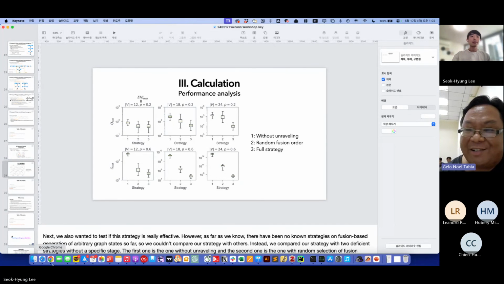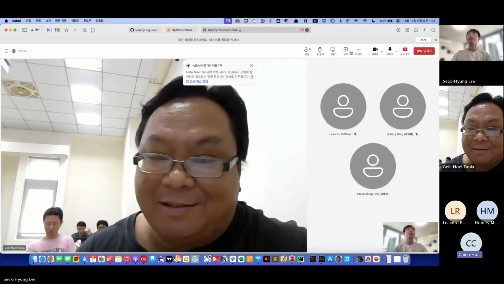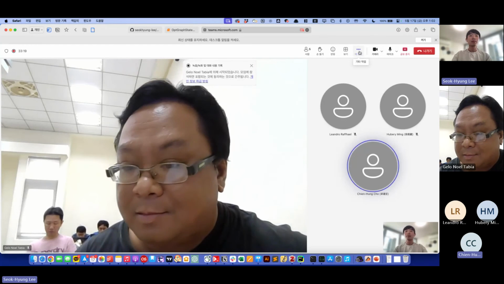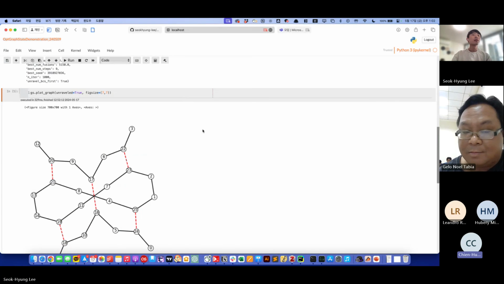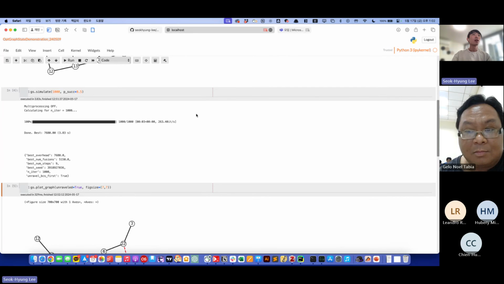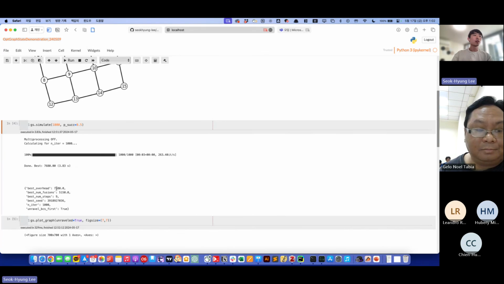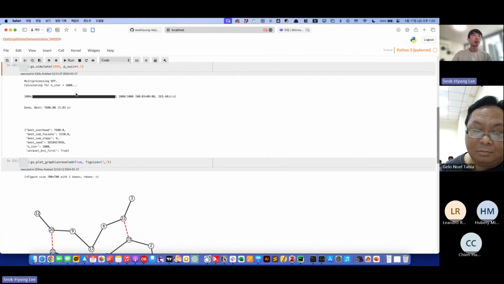Okay, maybe one more question. Yes, I have a question. In your demonstration, you show the best overhead of generating this kind of state. Could I ask what this specific value means? This 7,680. Simply speaking, it is the average number of Bell resource states required to generate this one. So to generate this 3x3 lattice graph state, we need about 8,000 three-photon GHZ states, if the fusion success rate is 50%.